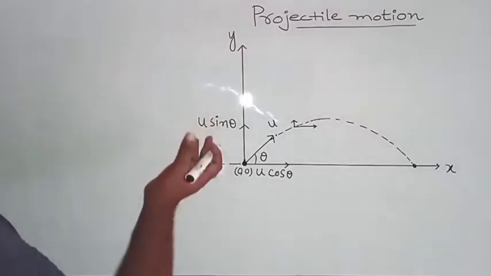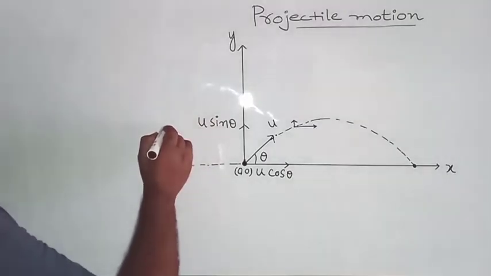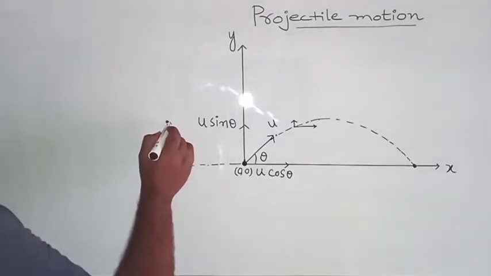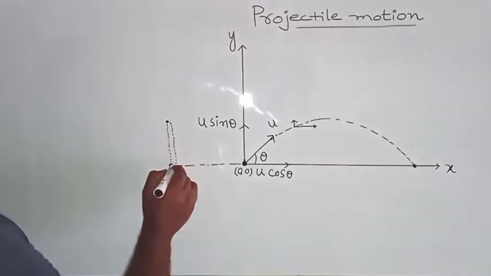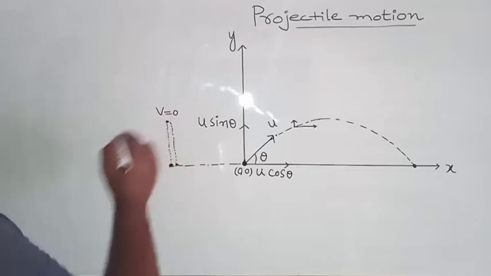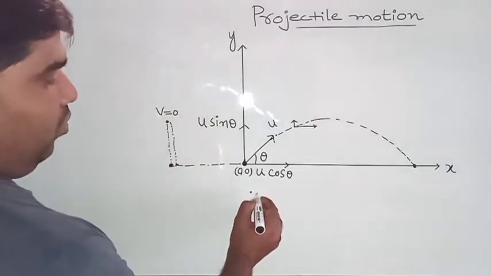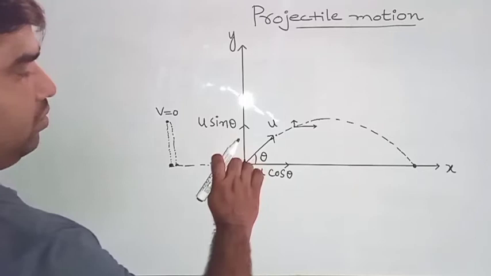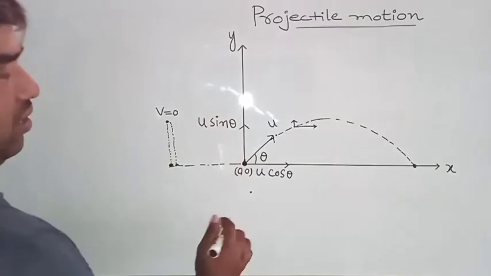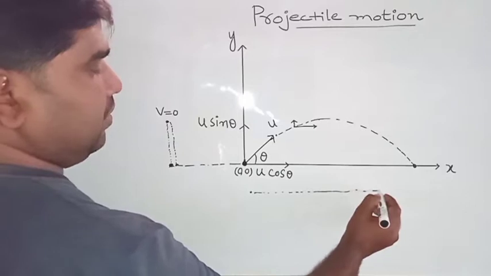vertical direction. If you project an object, then it moves in the upward direction. When it is moving upward, velocity is decreasing. When the velocity is completely 0, then it comes back in the downward direction. At this point, velocity is 0. This is vertical motion. And come to horizontal motion. If you project in a plane, it has two motions, horizontal motion and vertical motion. Horizontal motion you can see along this direction, like this.